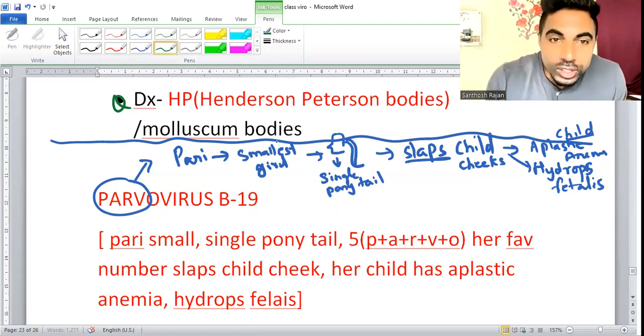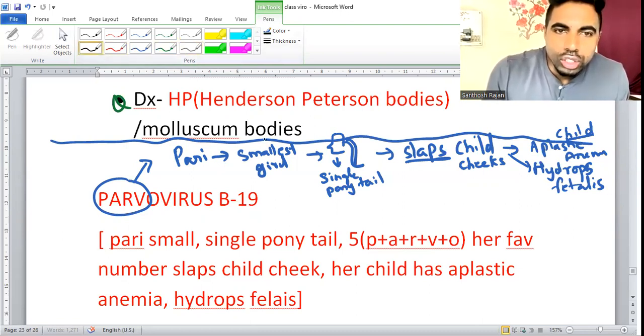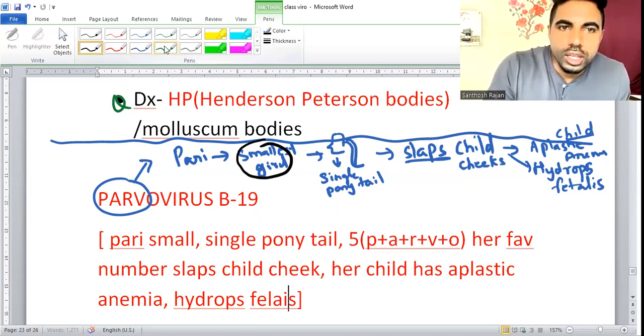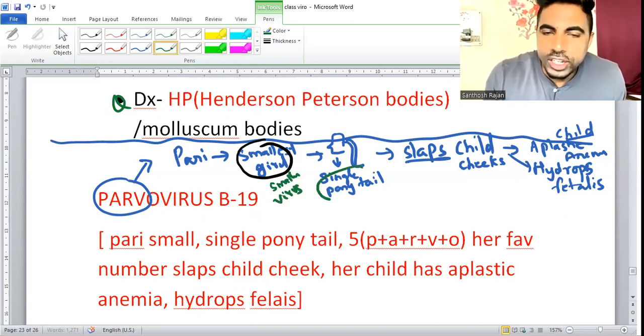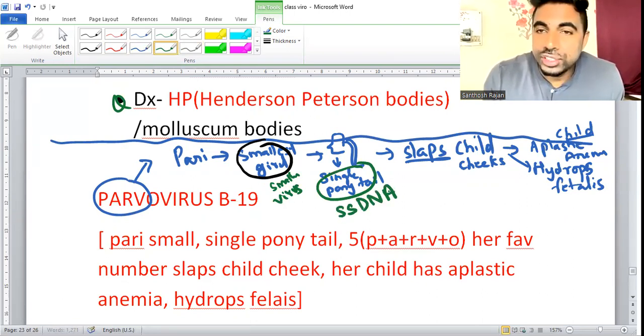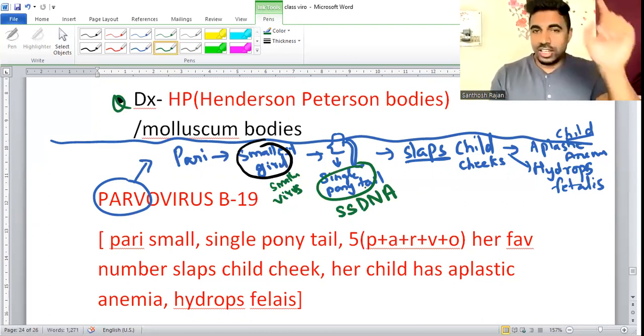What is the concept here? Why am I saying this much? The smallest virus? Yes. Which is the smallest virus? This is the smallest virus, we talked about it. And why a single ponytail? This is the only single-stranded DNA virus. Rest all of them are double-stranded. Only Pari, single ponytail, single-stranded DNA virus.